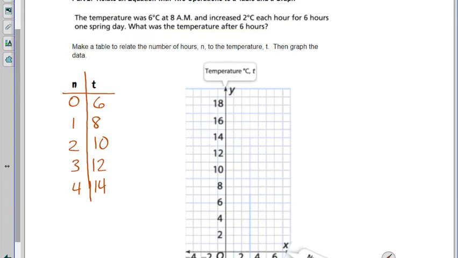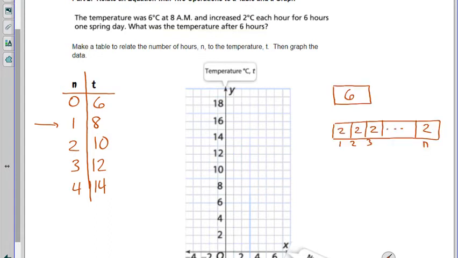But 1 plus 6 in the next row is 7, not 8. So it's not going to be a simple one-stepper. It's going to be a couple steps here. Maybe we can understand this better with a bar model. So on the top bar, we have 6 degrees. That's what we started with. And then we added a group of 2 every hour. And so this all together should be my temperature. So I have 6 degrees plus 2 times the number of hours that have passed.